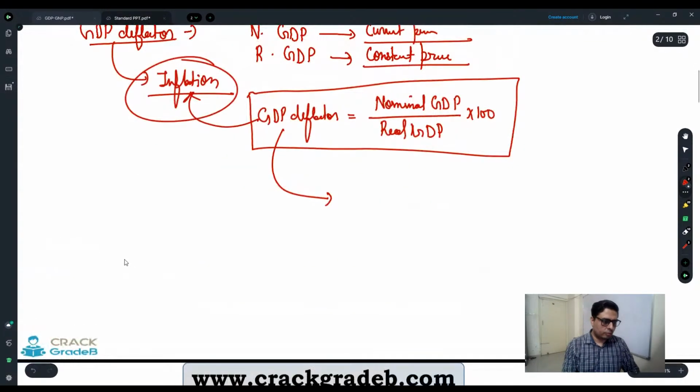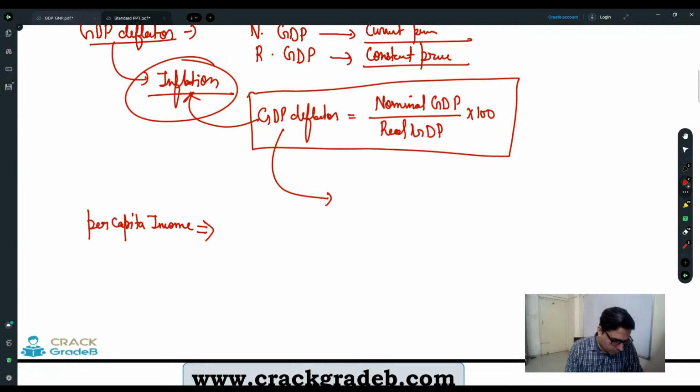If you got this point, one more point is per capita income. Per capita income of a country.